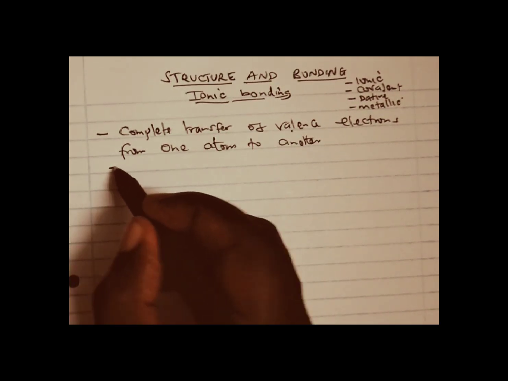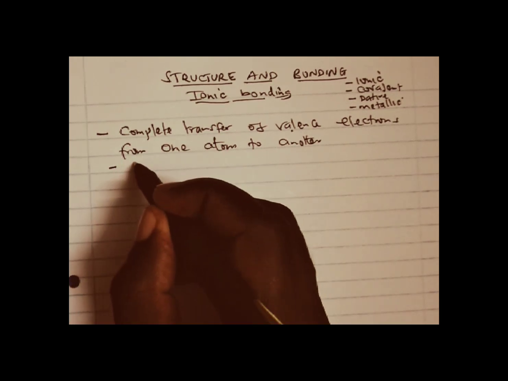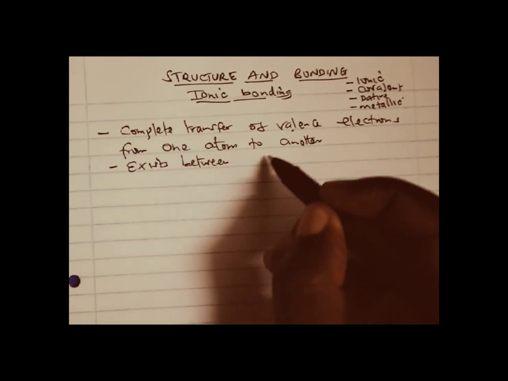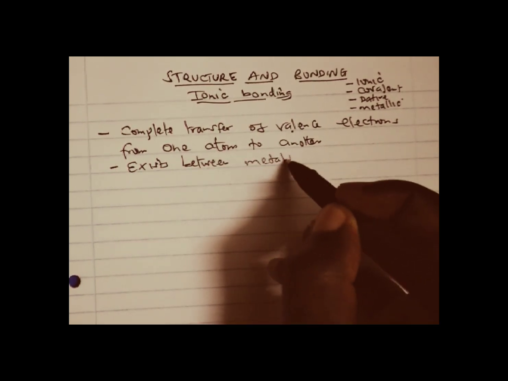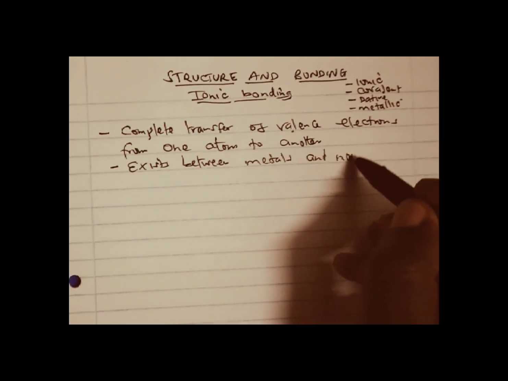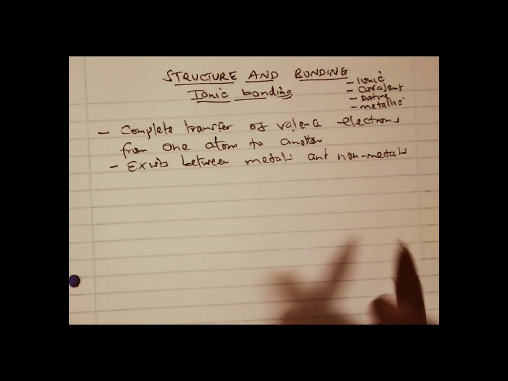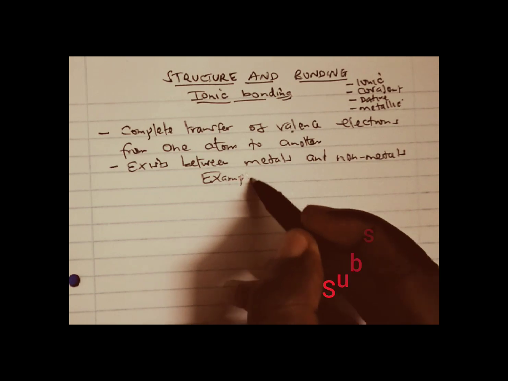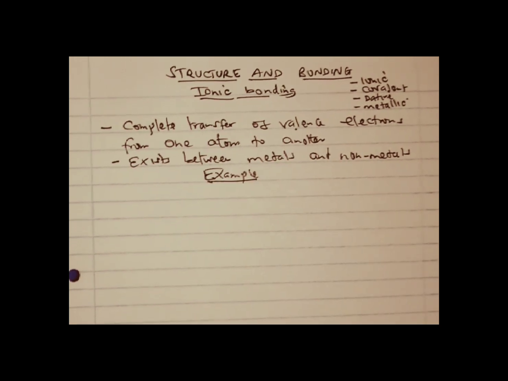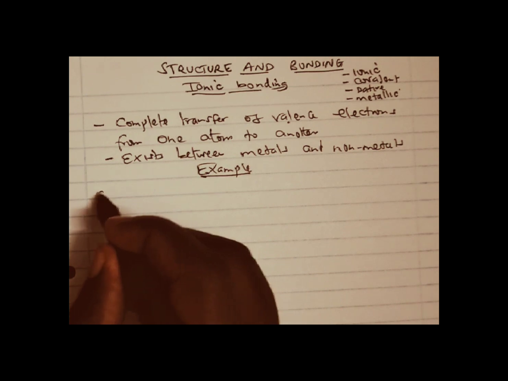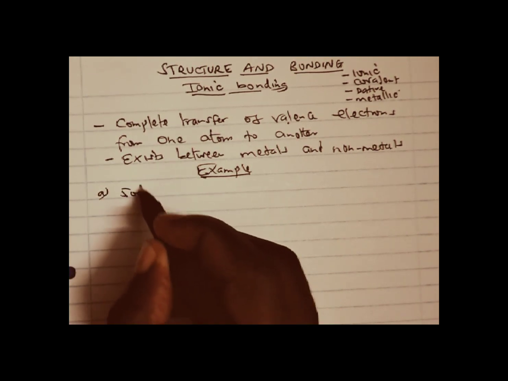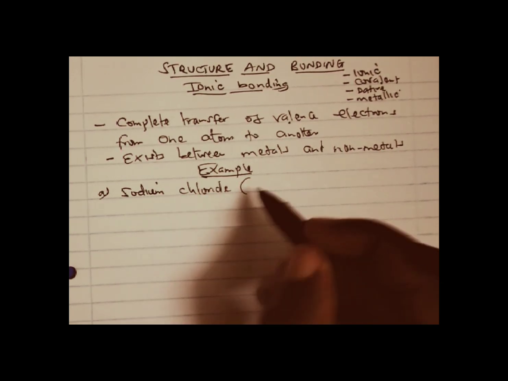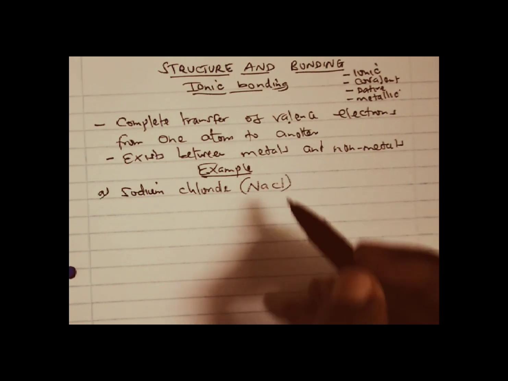Another thing we said about ionic bonds is that they exist between a metal and a nonmetal, between metals and non-metals. Let us use a few examples to explain how these kind of bonds are formed. For example, if we are forming sodium chloride, sodium chloride is a compound of sodium and chlorine.